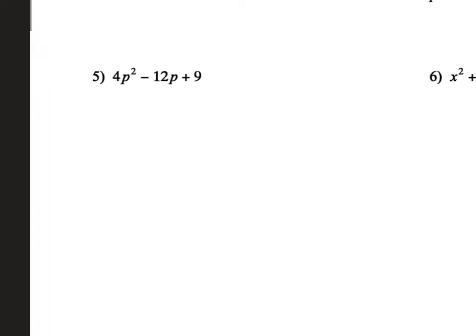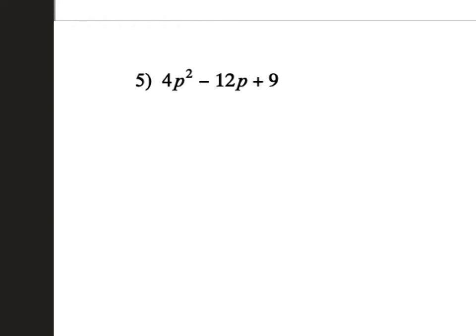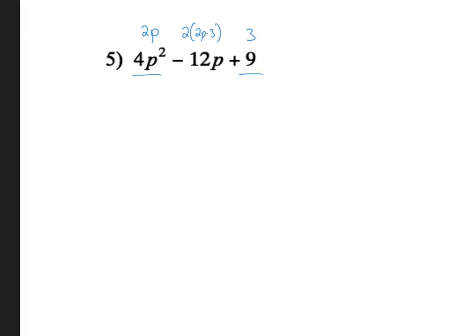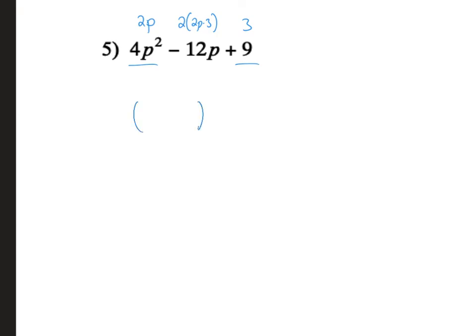Number 5. Okay, we have 4p squared minus 12p plus 9. All right, is there a GCF that goes in all these numbers and variables? No GCF. How many terms do we have here? We have 3 terms. Is it a perfect square trinomial? Well, we got to check that. We need 2 perfect squares in the front and back. So is 4p squared a perfect square? What's the square root of 4p squared? That is 2p. What's the square root of 9? That is 3. And then the middle should be double those two multiplied together. What's 2p times 3? That's 6p. And what's double 6p? Is that 12p? It is. So it's going to factor to look like something like this.